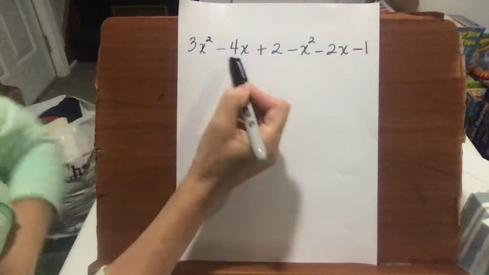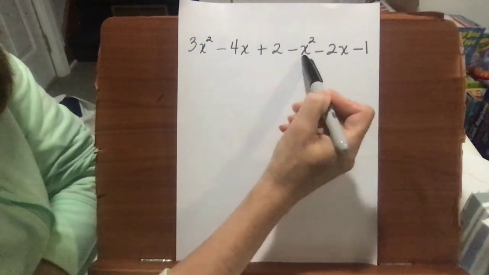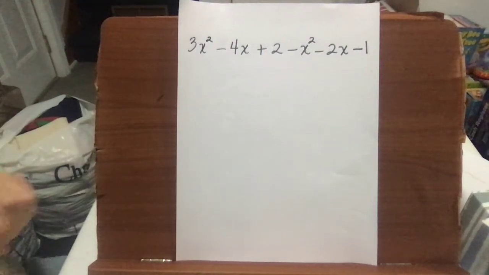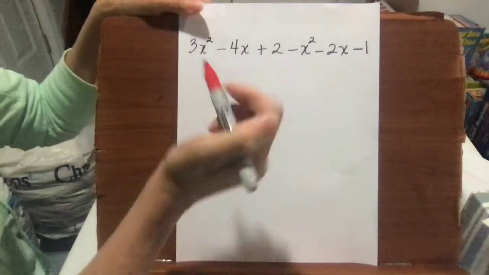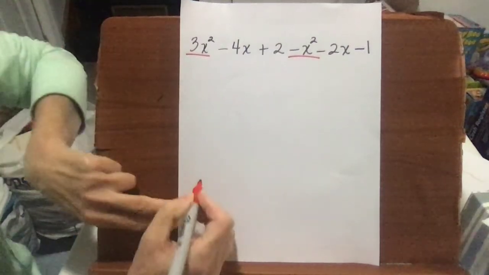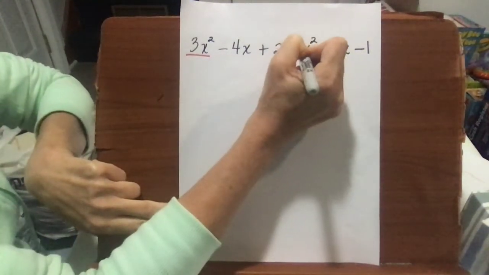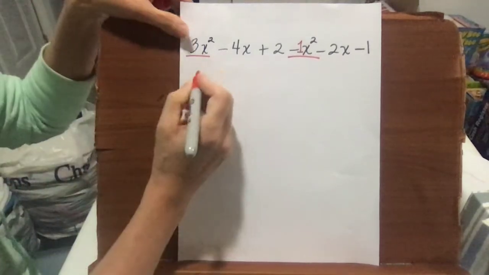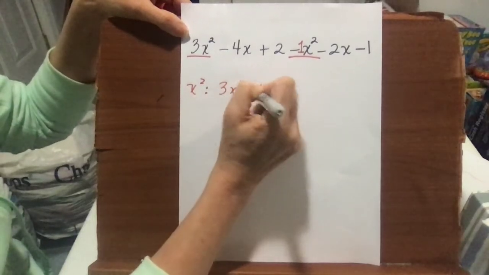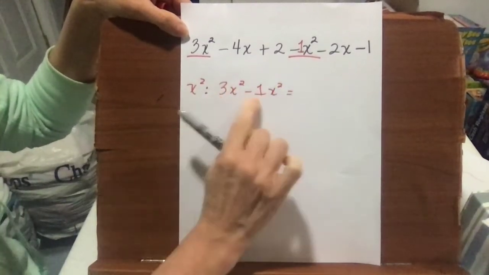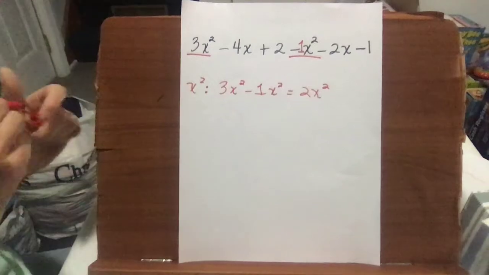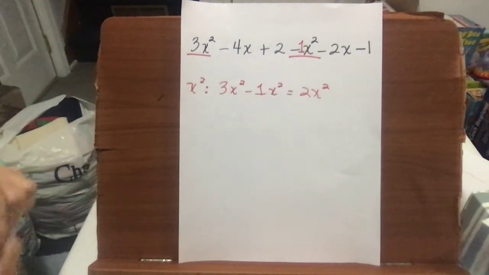We have 3x squared minus 4x plus 2 minus x squared minus 2x minus 1. So in this case, our terms are x squared, x's, and numbers. All right, so we'll take 3x squared, but it's minus x squared, and there's a 1 in front of this x squared. So if you're going to put it into categories, the x squared terms are 3x squared minus 1x squared, which gives us 3 minus 1. You always subtract the coefficients, and that's going to give us 2x squared. That's the final result for the x squared term.